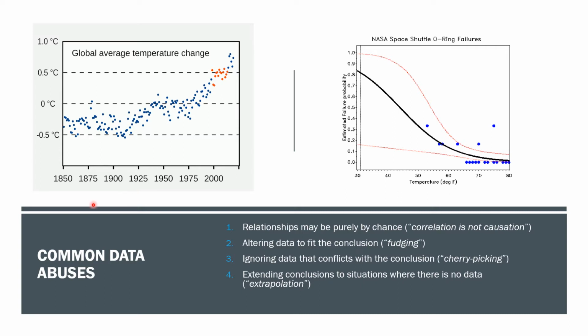So take a look at this graph here on the left. It shows global average temperature change over time. There are many ways that you can legitimately question this graph. How was the global average change defined and calculated? What was the data that was used? Temperature change of what? The ocean, the atmosphere, the land? What kind of methodology was used?